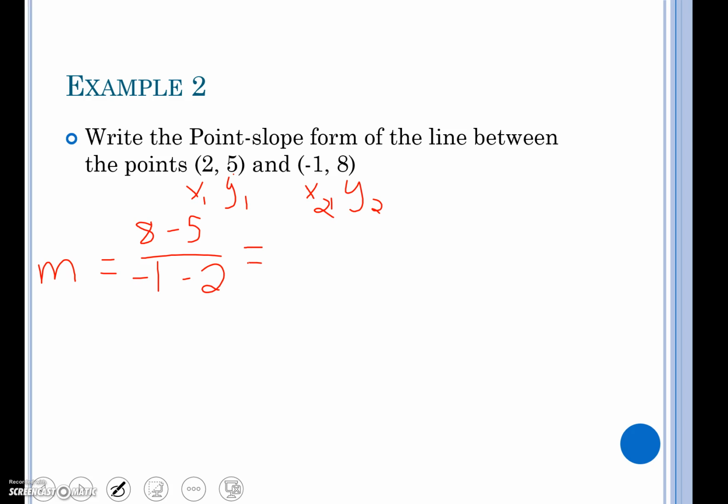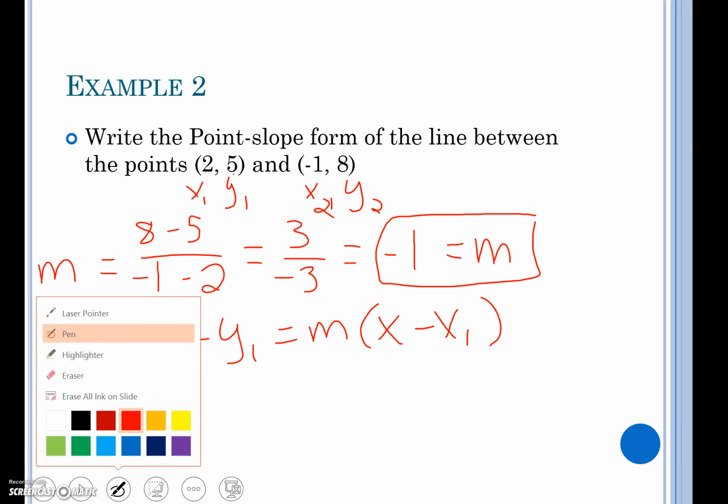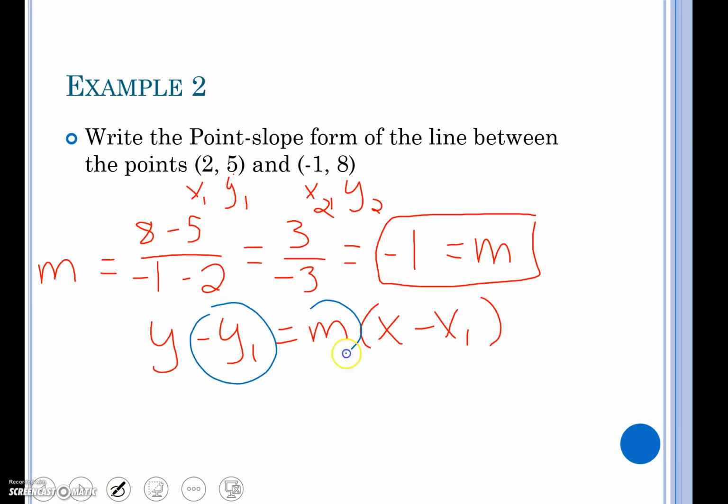At the top, 8 minus 5 is 3. On the bottom, negative 1 minus 2 is negative 3. So to simplify this, 3 over negative 3, this simplifies to a negative 1. So now we have our slope. We're going to now substitute some values into our point slope formula. So remember the formula is y minus y1 equals m times x minus x1. So when we do these problems, the only thing that we're going to actually substitute in here is the y1, m, and x1. And we're going to choose one of the points to be y1 and x1. Let's just be consistent and use the one that we've already identified as x1, y1.